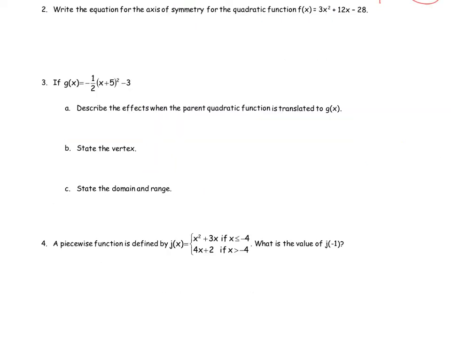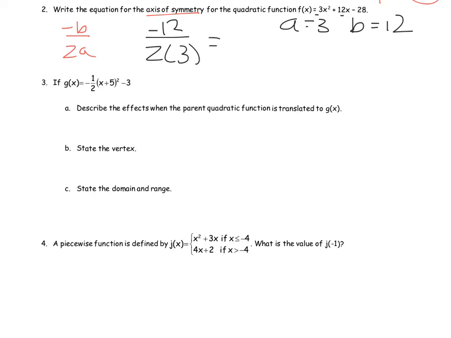For the next one, we want the equation of the axis of symmetry. So that's negative b over 2a. My a is here, my b is here. And that's really what cuts the quadratic in half. Negative b over 2a. So that's negative 12 over 6, negative 2.